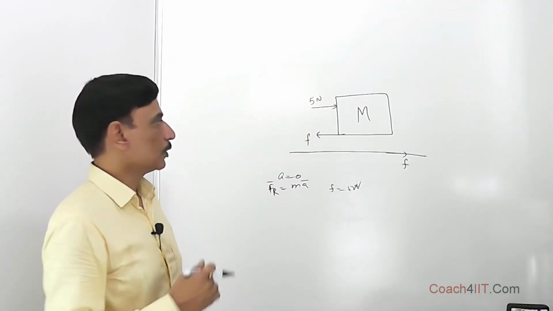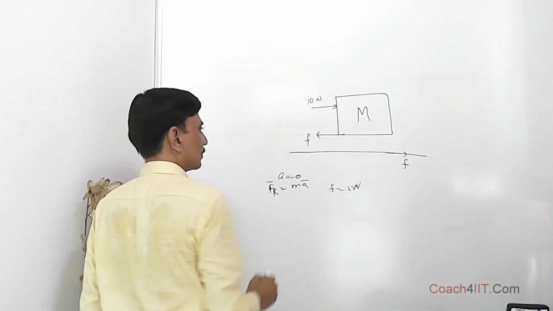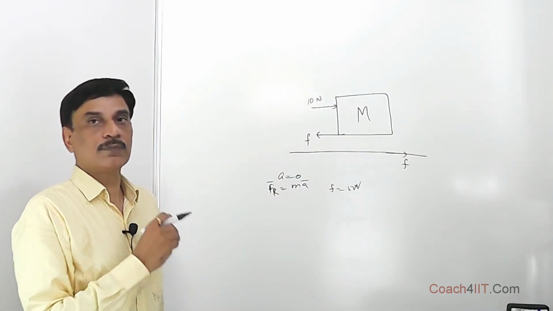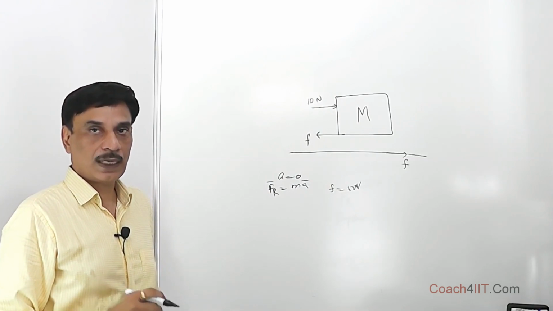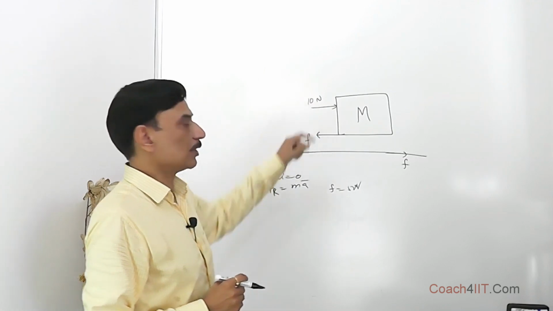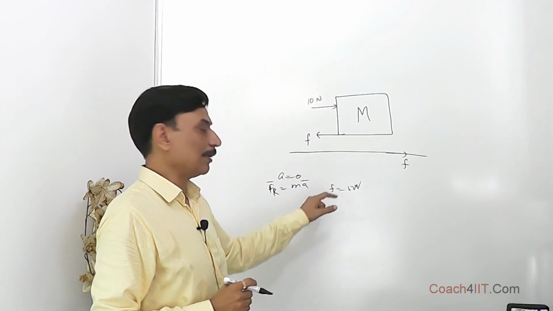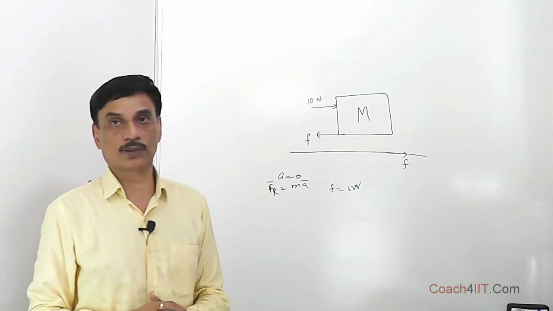Now you slightly increase this force to, let's say, 10 Newton. You observe that still the block doesn't move. If it still doesn't move, it means the friction force must have adjusted itself to 10 Newton. Because once again the acceleration is equal to 0, and on the same logic, the net force has to be equal to 0.